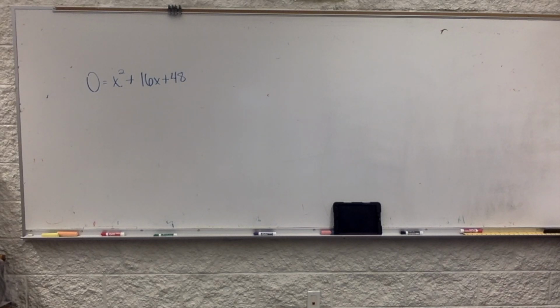We're going to solve quadratic equations using completing the square. The first thing we're going to do is move the 48 to the other side. That's the only time you do that with quadratic equations, is with completing the square. You move the constant to the other side.